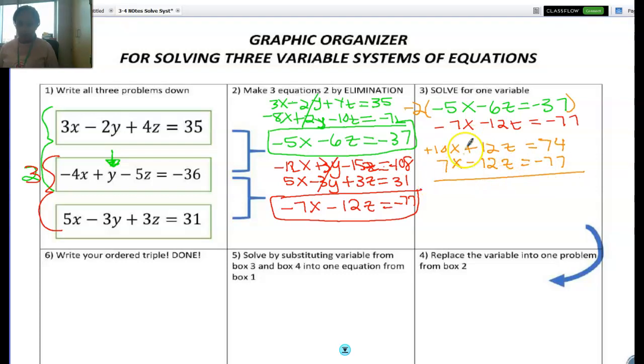All right. So with that being said, let's add this. 10x plus 7x is 17x. The z's cancel, and I get, sorry, this is minus here. So this is not 17x. Let me erase that.